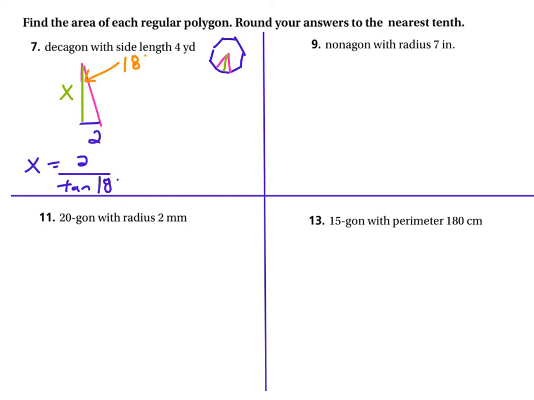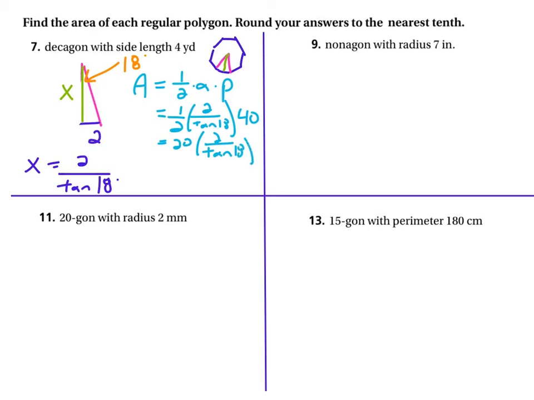So we can say, okay, then our formula which says the area of this or any polygon is equal to 1/2 the apothem times the perimeter. And we know that the apothem is equal to 2 divided by tangent of 18. And we have a perimeter of 4 yards a side times 10 sides is 40. Okay, so in the course of our calculations, we can say 1/2 of 40 is 20. So we're really doing 20 times 2 divided by tangent of 18.